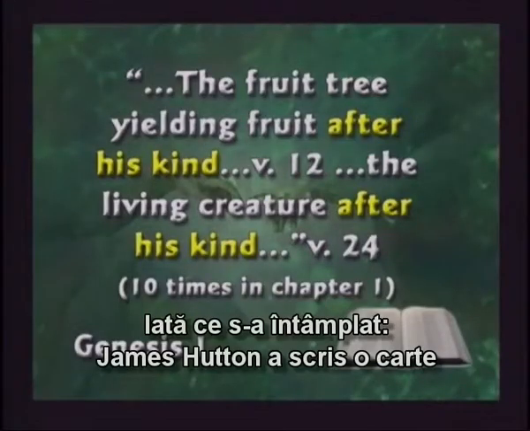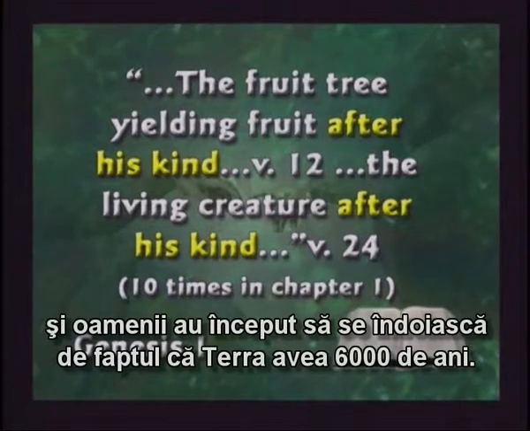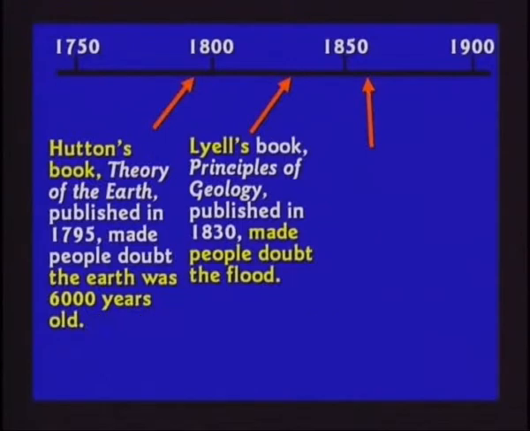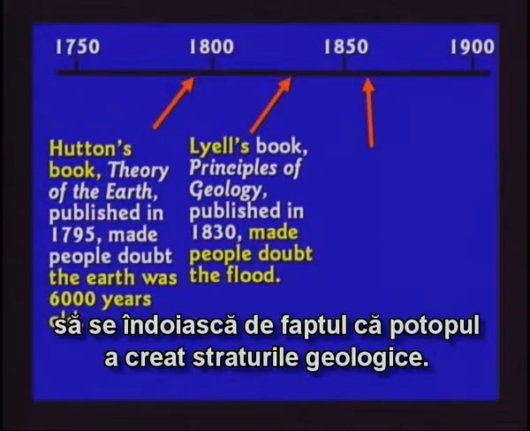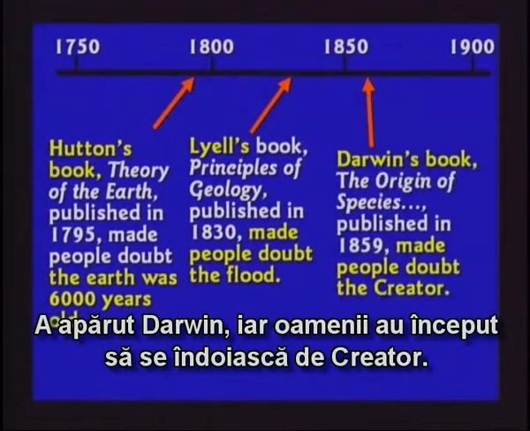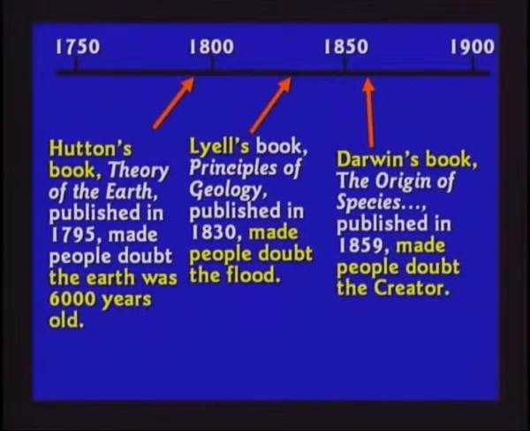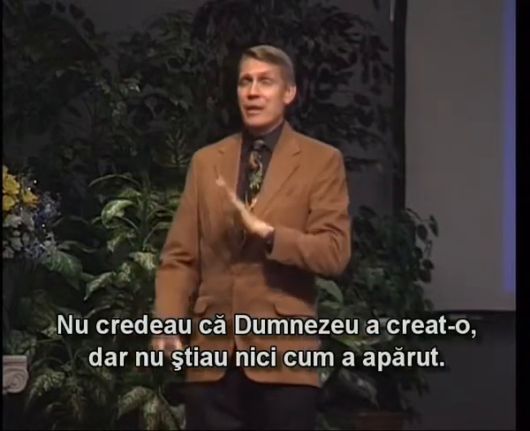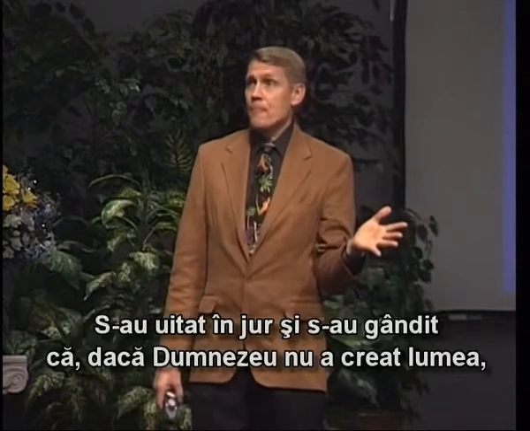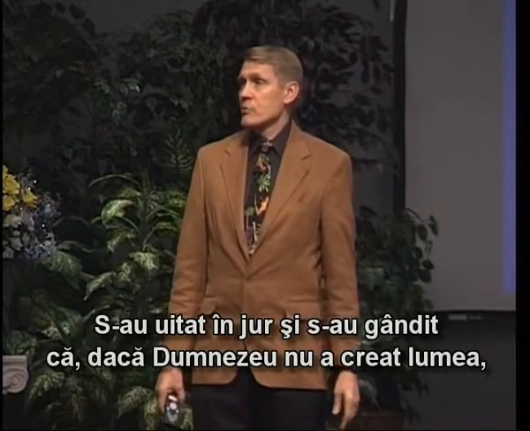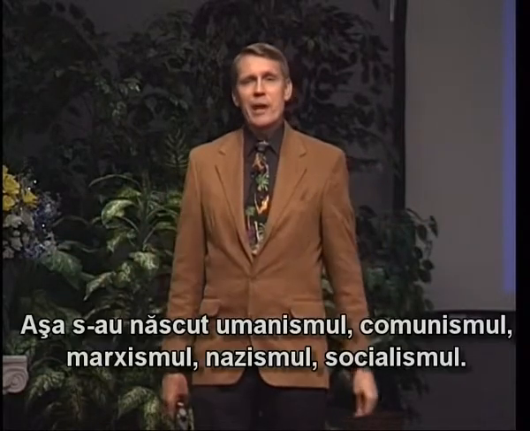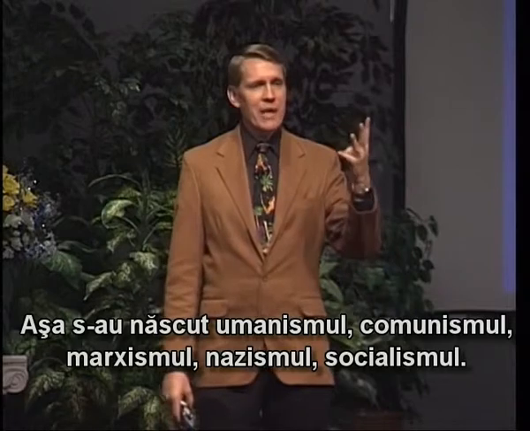Here's what happened, though. James Hutton wrote a book, and people began to doubt the earth was 6,000 years old. Then along came Charlie Lyell, and he wrote a book, and people began to doubt the flood formed the layers. Then along came Charlie Darwin, and people began to doubt the Creator. And by the mid-1800s, the world was in kind of a problem because they didn't think God did it, but they didn't know how it got here. So they looked around and said, wow, if God didn't make this place, who's in charge? It must be us. That led to the rise of humanism, communism, Marxism, Nazism, socialism.